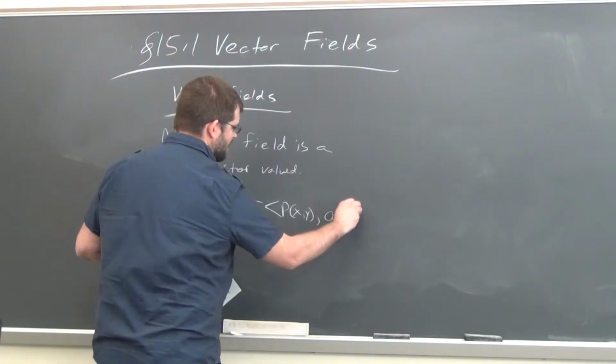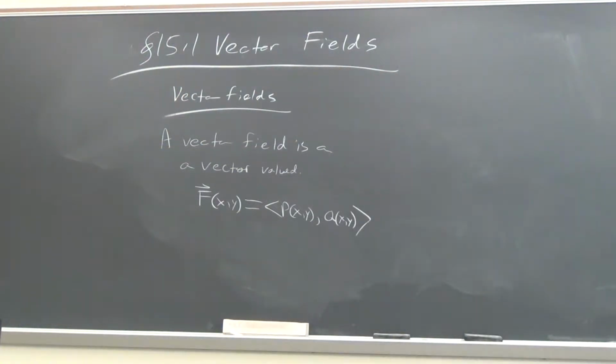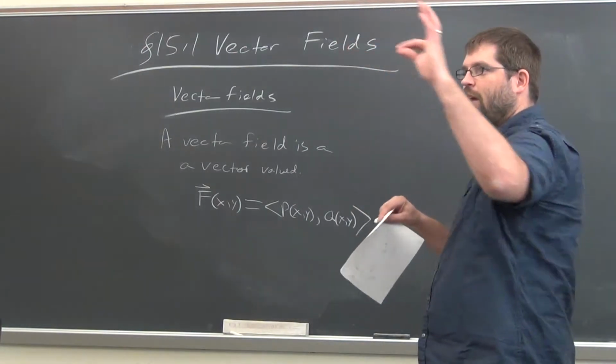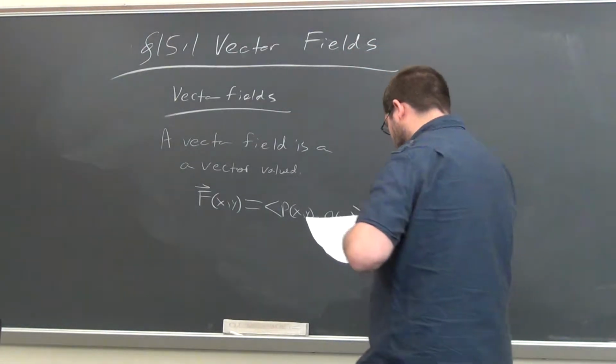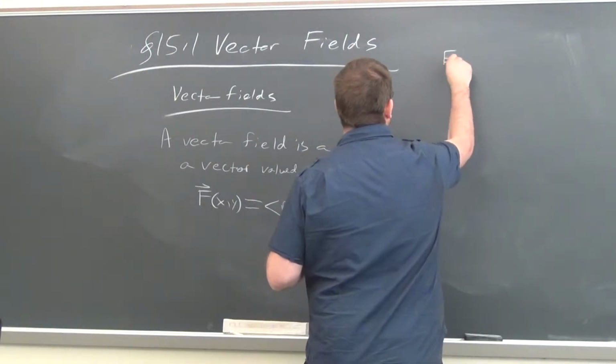Right, so you bring in two variables, and then you spit out a vector in 2 dimensions. Does that make sense? So for every point in space, there's a corresponding vector to that point. So that's where this idea of a vector field comes in. So let's just look at an example.